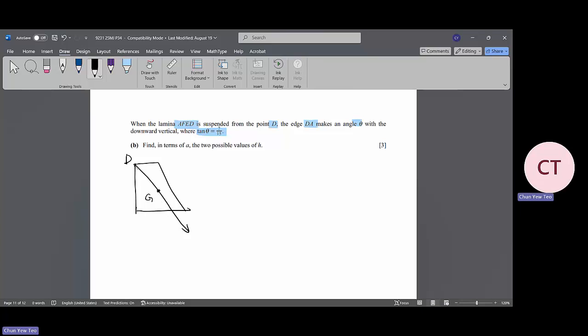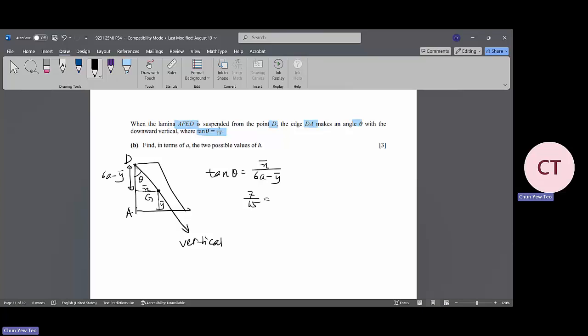Okay, then this is the AD. It makes an angle theta with it. So we need to calculate. Just now we calculated that this is the bar X, this is the bar Y. So from here, we know that this is the vertical. So from here, the tangent theta is equal to the bar X divided by 6A minus the bar Y. So this is 6A minus the bar Y.